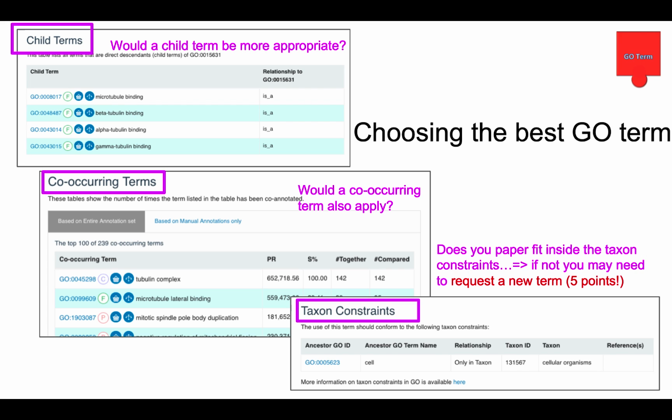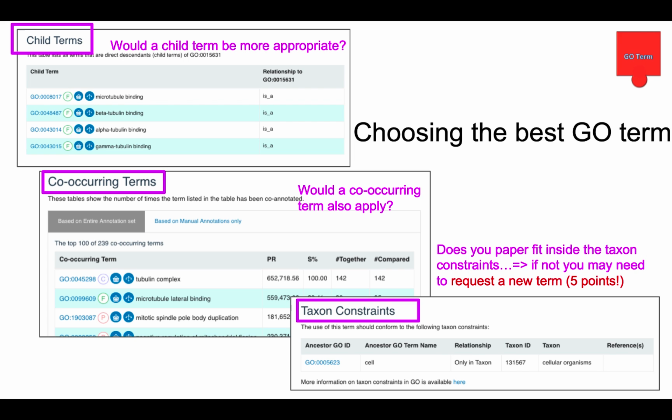Next, co-occurring terms. Sometimes what happens is you're looking at a paper and it's making several claims, and if you look at this co-occurring terms list, it might give you ideas of what else you can annotate in that paper.